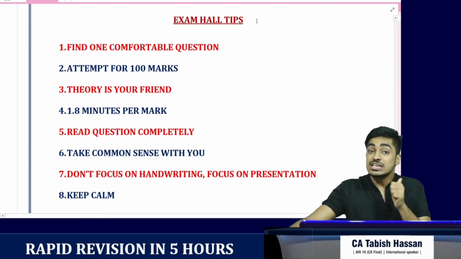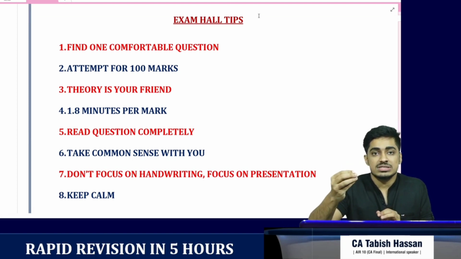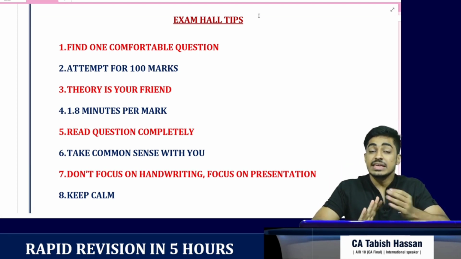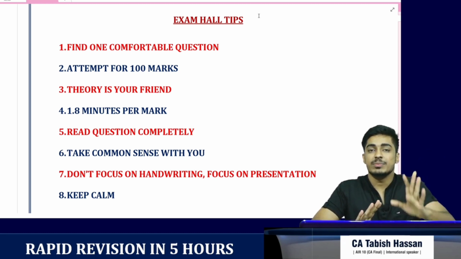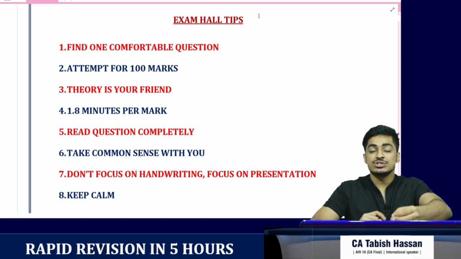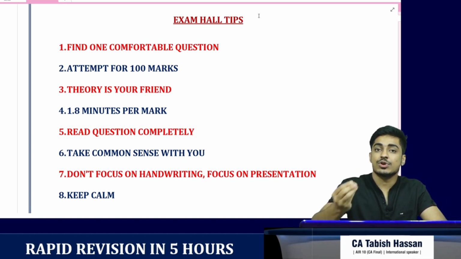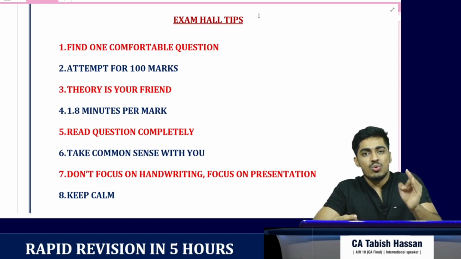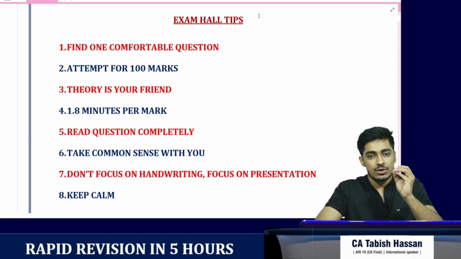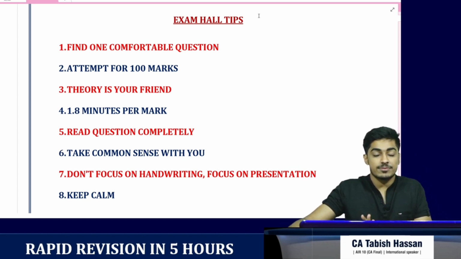Okay, next, theory is your friend, especially in costing. On an average, for practical questions, for every mark we generally take 2 minutes, but theory for the same question we just need 1 minute. Say you have a 20-mark theory question, we can finish it off in 20 minutes, but a 20-mark practical question needs at least 40 minutes. So always, if you have theory, close your eyes and attempt theory. Okay, theory is your friend.